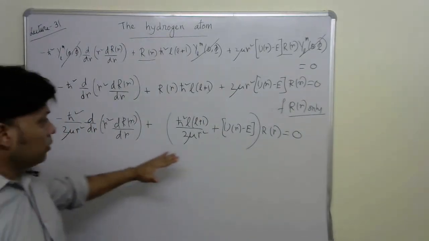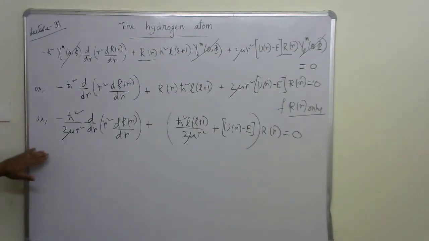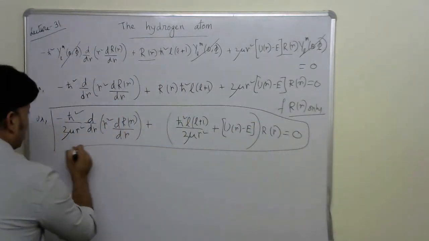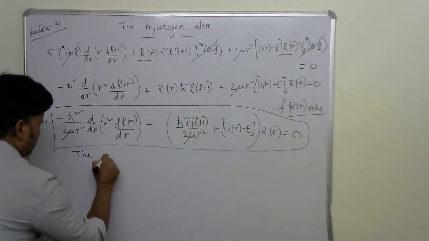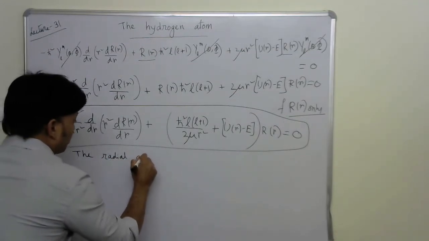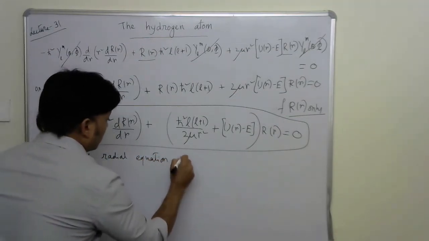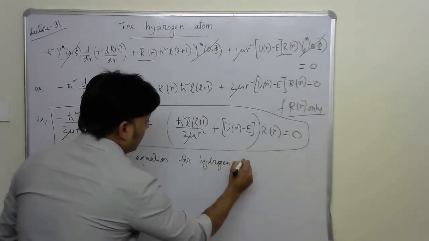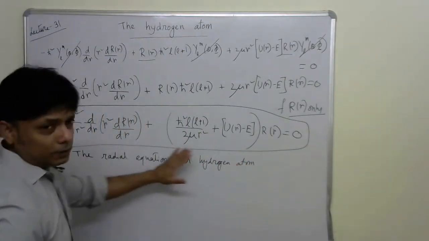Now you see you have one equation which is represented only as a function of r. This equation is therefore called the radial equation for hydrogen atom. So we have to solve this.